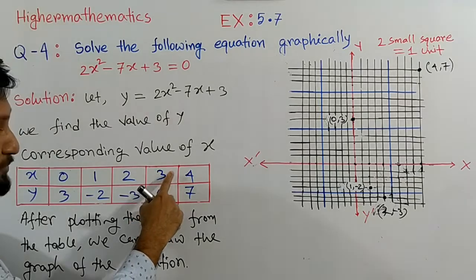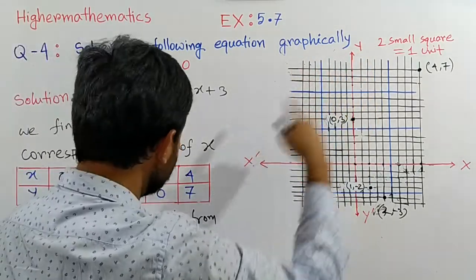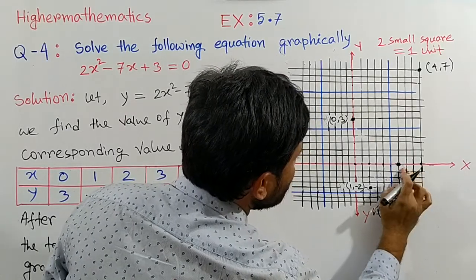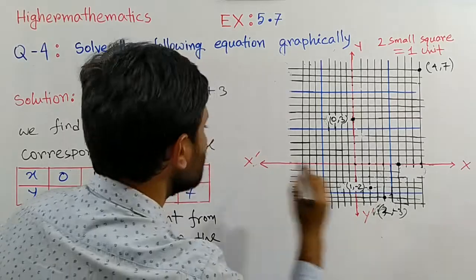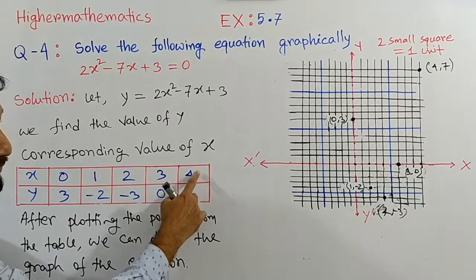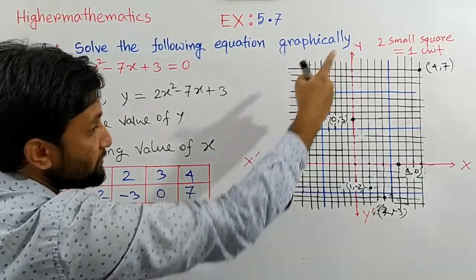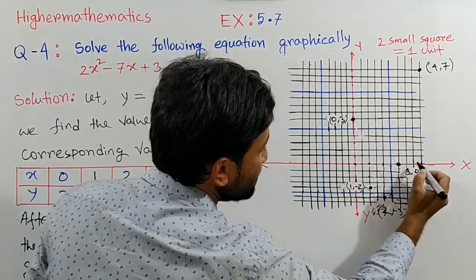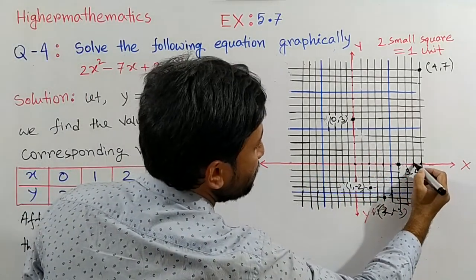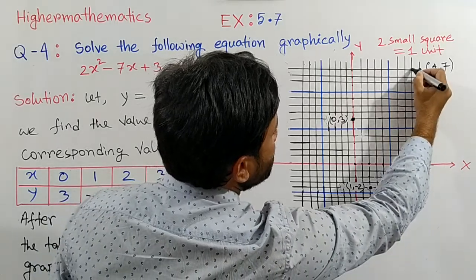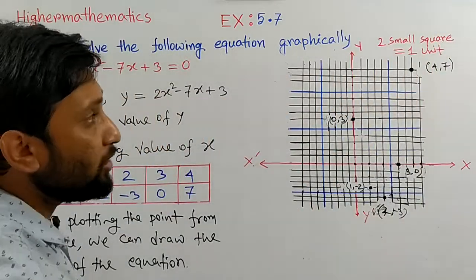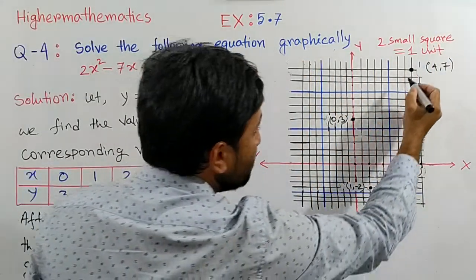Then the next point is (3, 0). 3 into 2 is 6, so (6, 0) is here. Mark here the point (6, 0), that means (3, 0) from the table. Then the next point is (4, 7). 4 into 2 is 8, so 8 on the x-axis is here, and 7 into 2 is 14. So (8, 14) is this point, which means this point is (4, 7). Now, freehand, draw the graph like that.